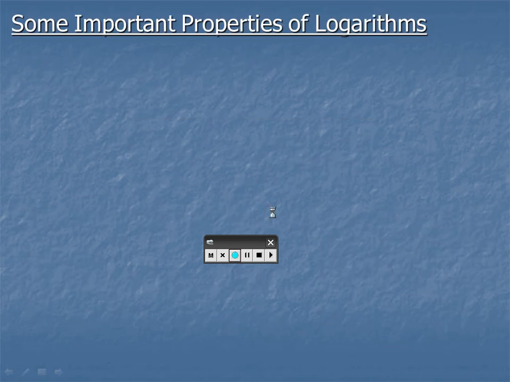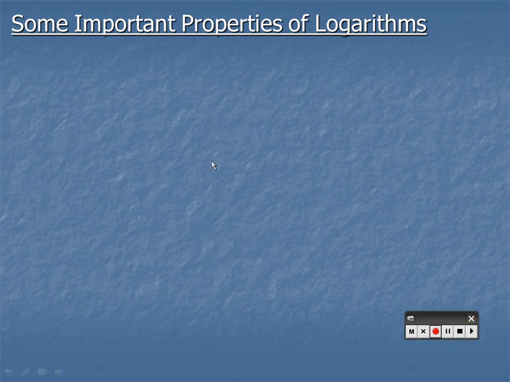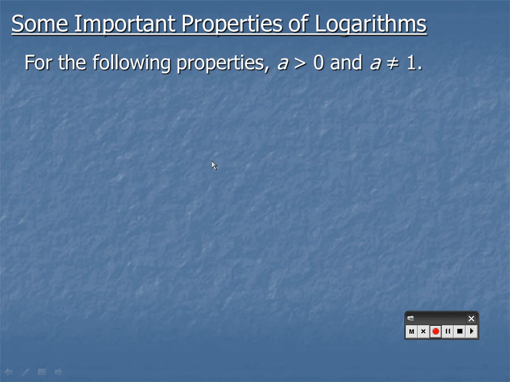Okay, some important properties of logarithms. We need to move a little forward. Evaluating logs isn't going to be too bad. You're going to trial and error it, or if it's log base 10, you're just going to pump it into your calculator. And we're going to move forward with some other properties.